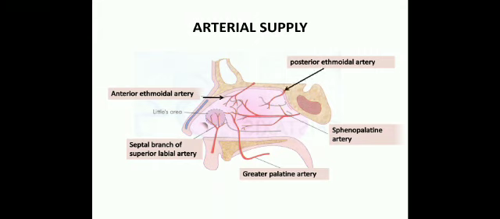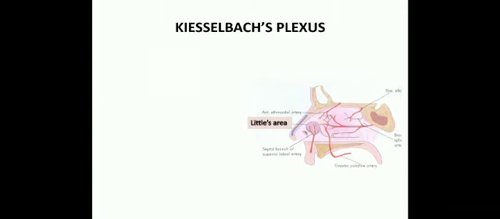Posterosuperiorly it is supplied by the posterior ethmoidal artery. Posteroinferiorly it is supplied by the sphenopalatine artery, and anteroinferiorly by the septal branch of the superior labial artery, and also the greater palatine artery. The Kiesselbach's plexus is nothing but the anastomosis of the arteries present at the Little's area.